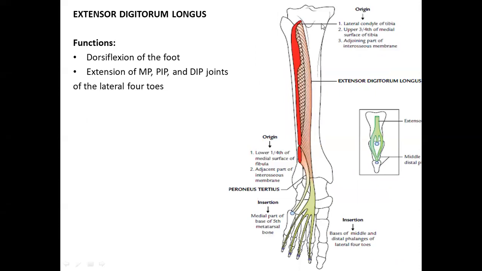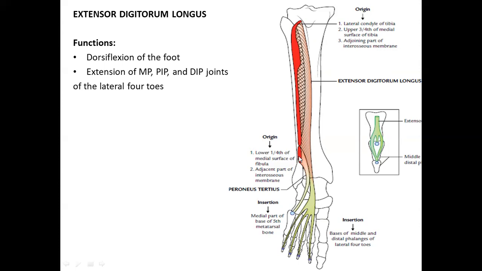Then we talked about the extensor digitorum longus. This one, the extensor digitorum longus muscle arises from the lateral condyle of the tibia. It arises from the upper 3/4 of the medial surface of the tibia, all of this, and it arises from the interosseous membrane. It goes and it is inserted into the base of the middle and the distal phalanx of the lateral four toes. It will cause dorsiflexion of the foot. It will cause extension of the metacarpophalangeal joints. It will cause extension of the proximal interphalangeal joint, and it will cause extension at the distal interphalangeal joint.